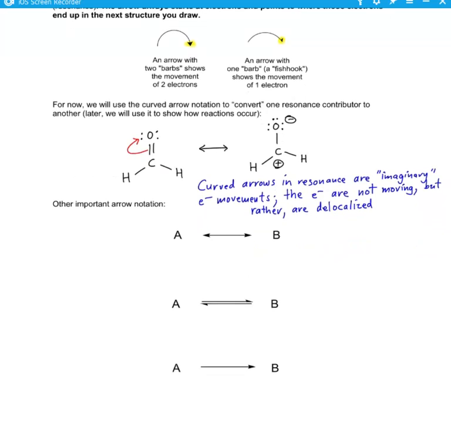Now, as long as we're on the topic of arrows, let's think about some other arrow notation. So this first example, here's an arrow that has barbs at both ends. So a single line with barbs at both ends. This is the resonance arrow. What this arrow is telling you is that A and B, whatever those chemical species are, are contributors to the same resonance hybrid.